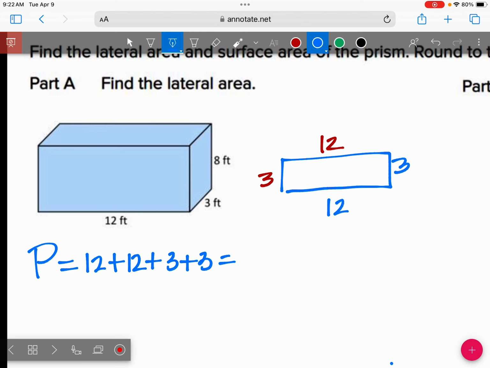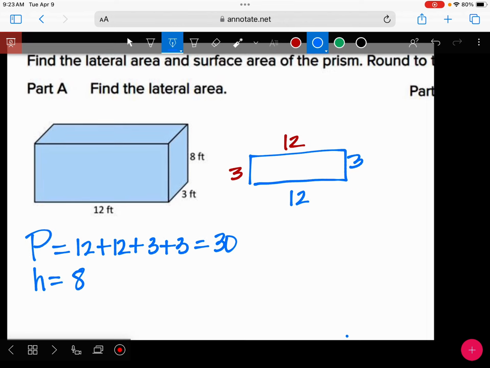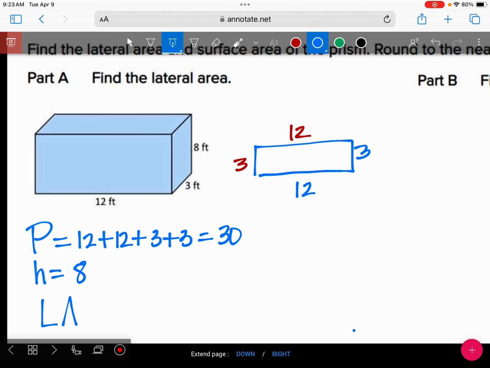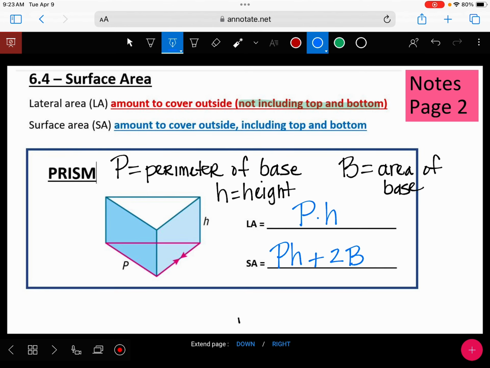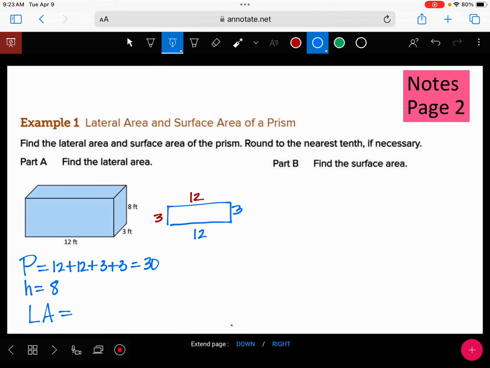And what did you all get? 30. Who got 30? All right. And then next you need to take the height. How tall is this box? 8 feet. So the height is 8. So that means that the lateral area, going back to our formula, if you want to find lateral area, it's just perimeter times the height. So that would be 30 times 8, which is 240 feet squared.